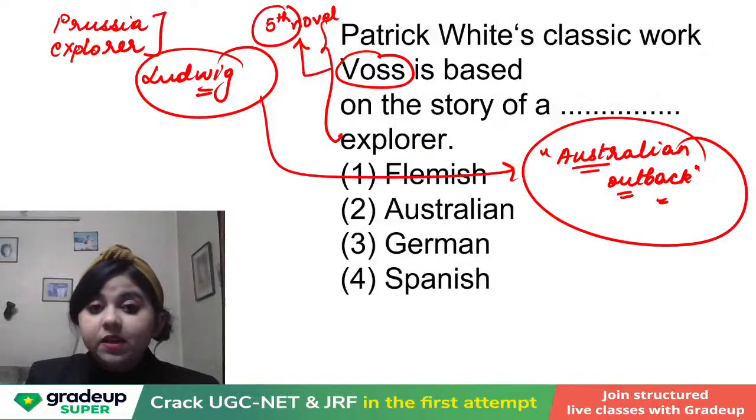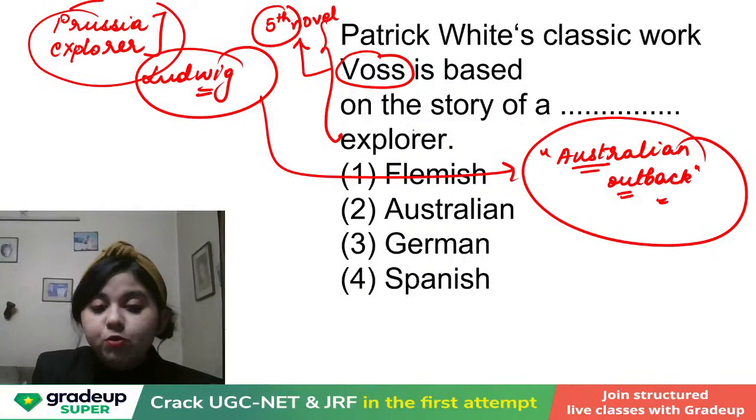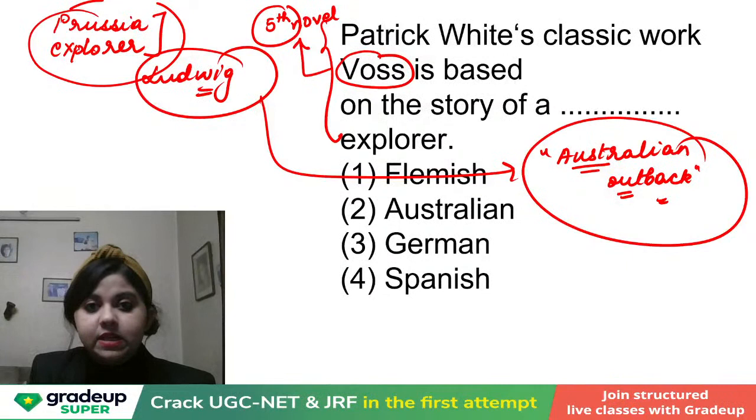So do keep this aspect in mind. Voss is based on the story of the Prussian explorer. Inhone janbujh ke Prussian diya nahi hai, but Prussia was associated with being a German state. German city thi aapka Prussia. So German becomes the right answer here, right?